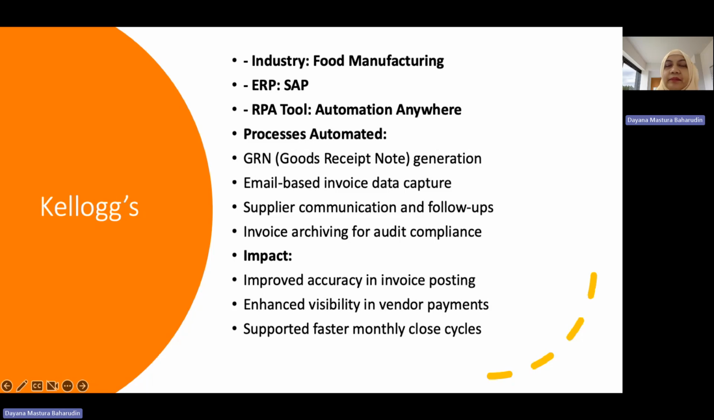Kellogg's industry is food manufacturing. ERP is SAP. RPA tool is Automation Anywhere. Process automated: GRN generation, email-based invoice data capture, supplier communication and follow-ups, invoice archiving for audit compliance. Impact. This is the most important. Impact: improve accuracy in invoice posting. This is very important: enhance visibility in vendor payments. And finally, supported faster monthly close cycle.